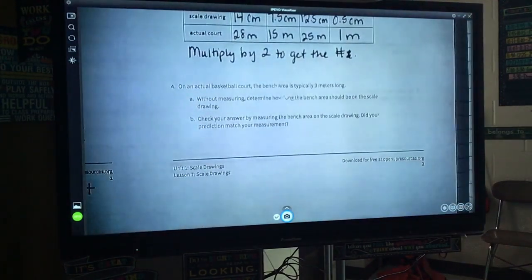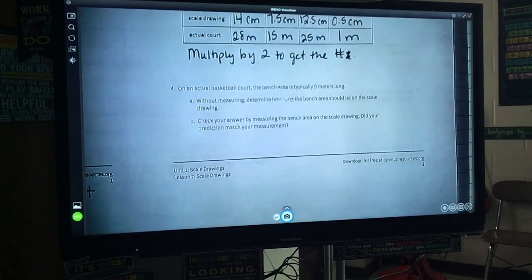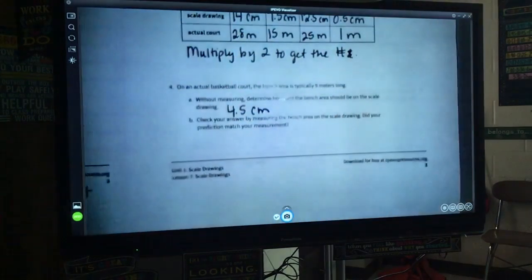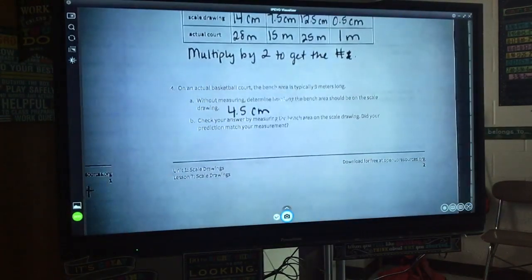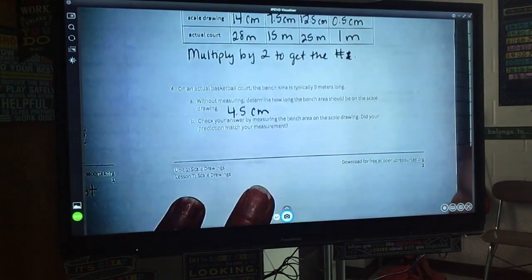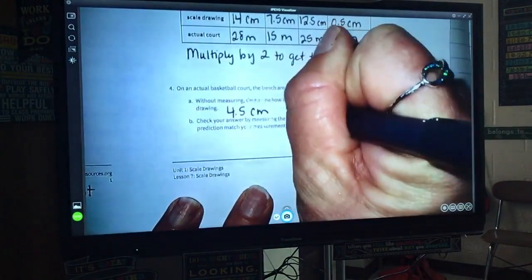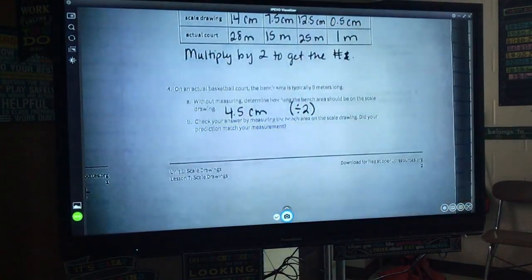All right, last question, and I know some of us may have not gotten to this one, and that's fine. It says on an actual basketball court, the bench area is typically 9 meters long. Without measuring, determine how long the bench area should be on the scale drawing. So what did you come up with, Jackson? 4.5. And what made you say 4.5? Because since it's already 9 meters and 1 centimeter is equal to 2, that means since it's already in meters, you have to divide it by 2, and you get 4.5. So essentially, you have to do the opposite. We multiplied to find the regular big size court, but here we had to divide and do the opposite to find the small.